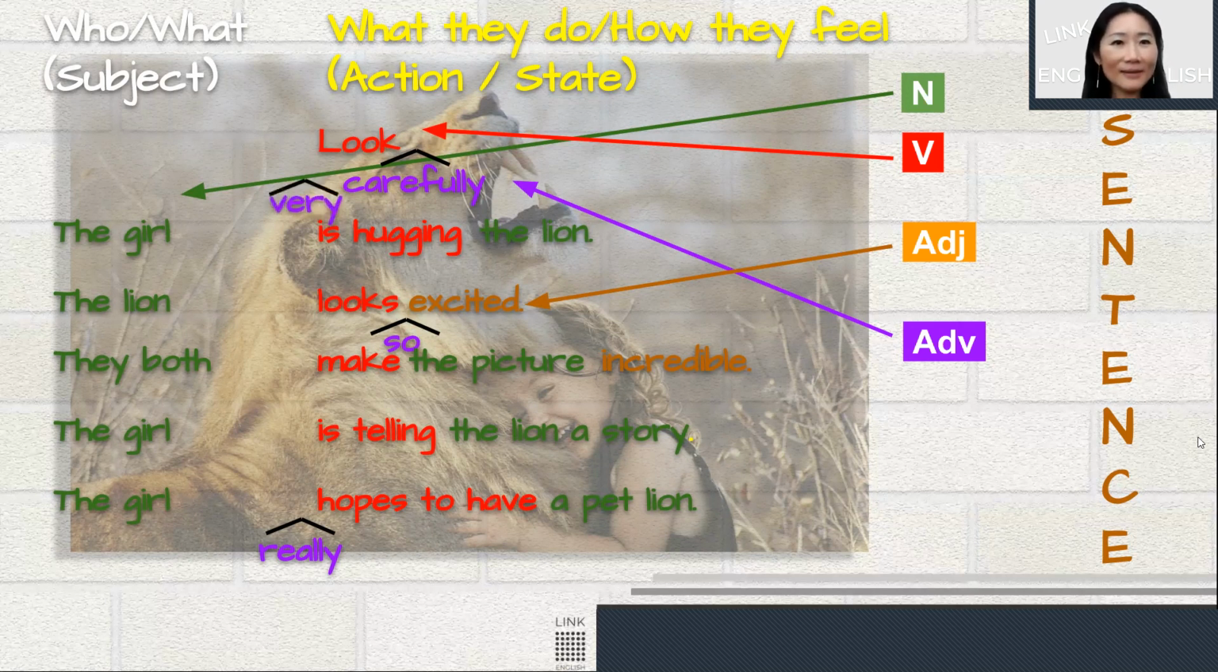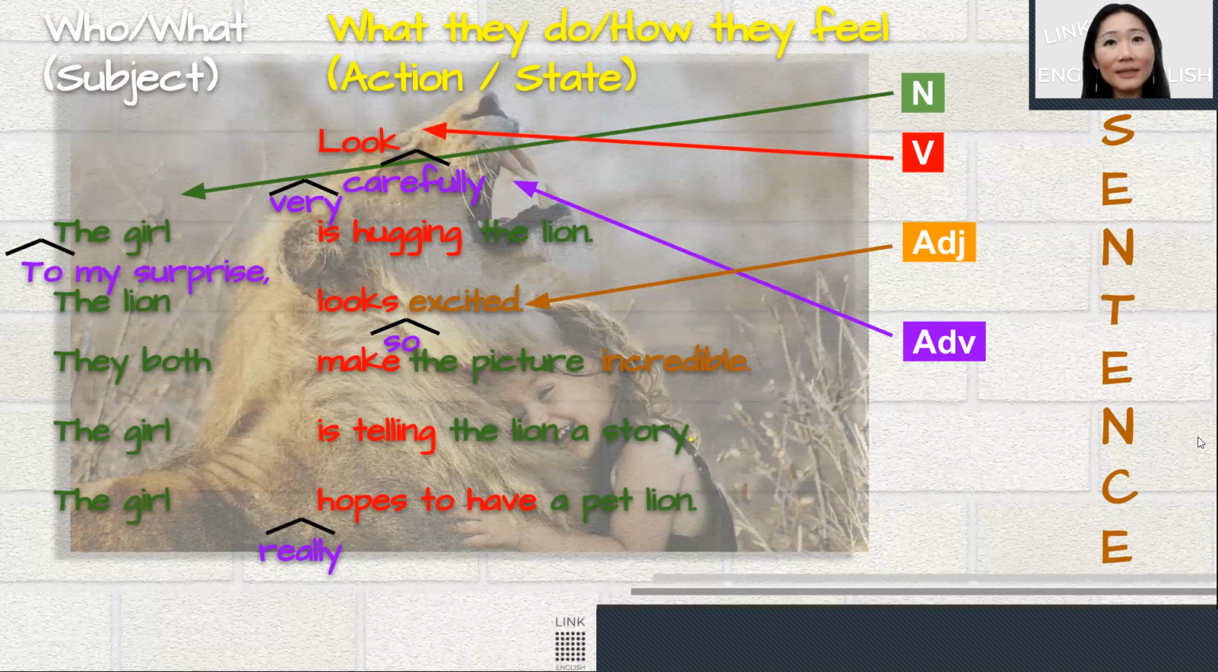Next, I'm adding this one, very, to emphasize another adverb. Very carefully. In the end, I'm using this adverb, to my surprise, to emphasize the whole sentence. To my surprise, the girl is hugging the lion.